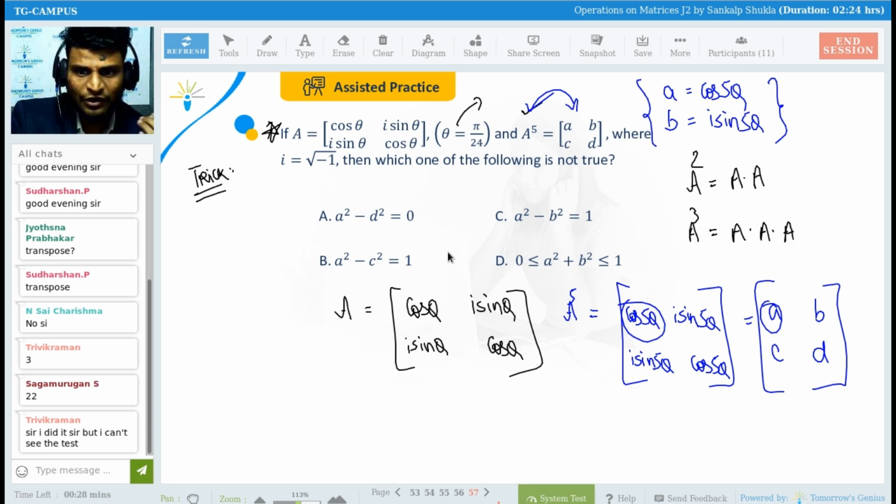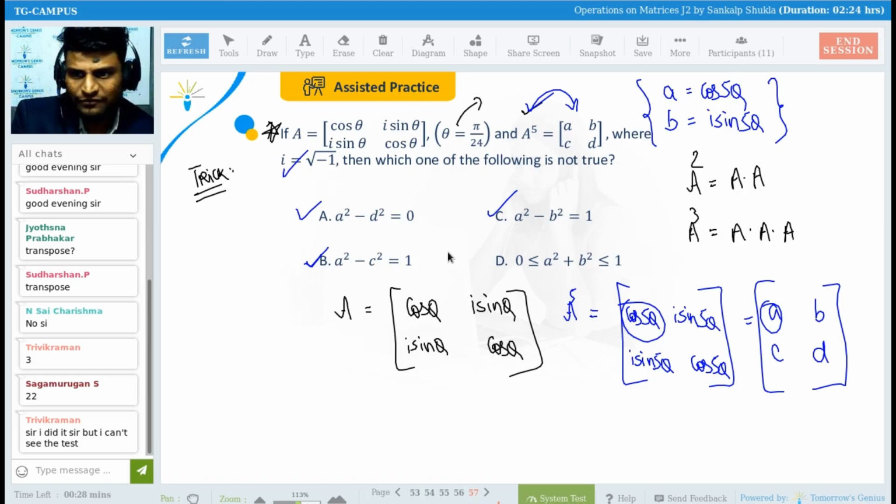Okay. Now which of the following is not true? So we can try option elimination over here. We can find the value of A square minus B square. We can find the value of A square minus C square. Okay. So let's start with A square minus D square.